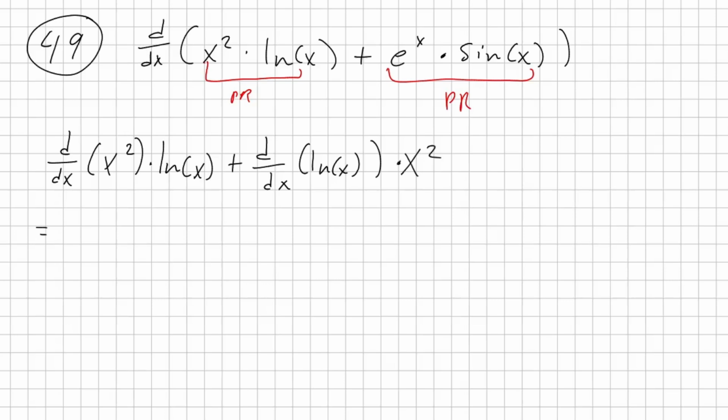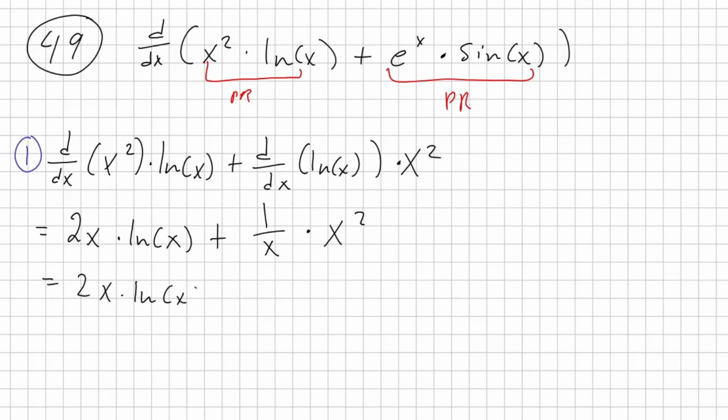We're going to simplify it, and I'm going to put blue for the first equation. So we're going to get from that 2x times the natural log of x plus 1 over x times x squared. Alright? So we could simplify this further. We get 2x times the natural log of x plus, you get x squared over x, so we just get x.